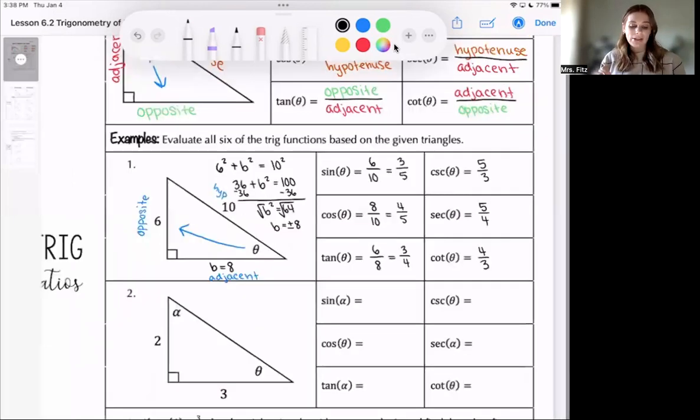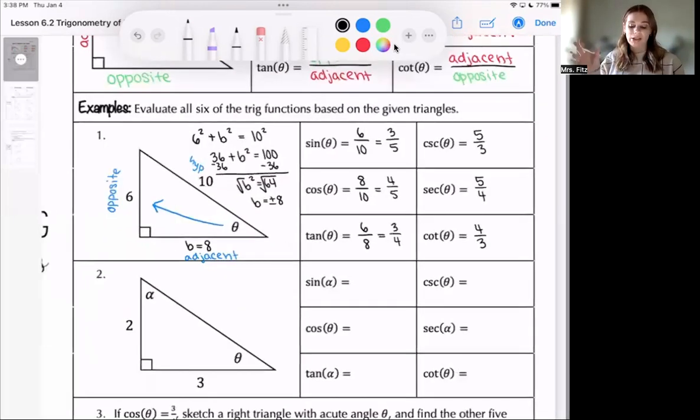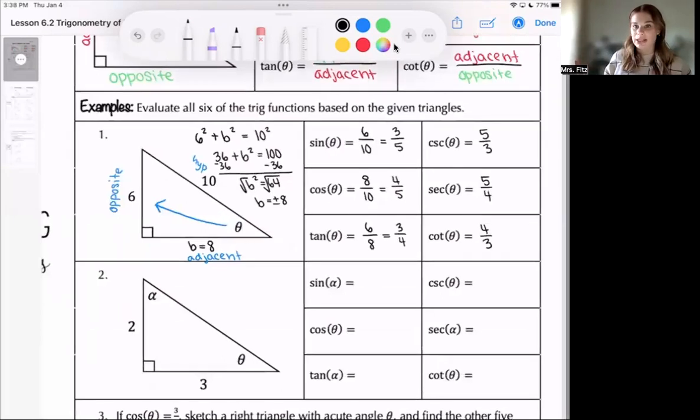Okay, go ahead and use that exact same idea. You're going to pause here, do number 2, and then we'll go over it together. This one's a little bit more tricky because there's an alpha and a theta. They try to throw you off by changing up the reference angles, so just be careful.